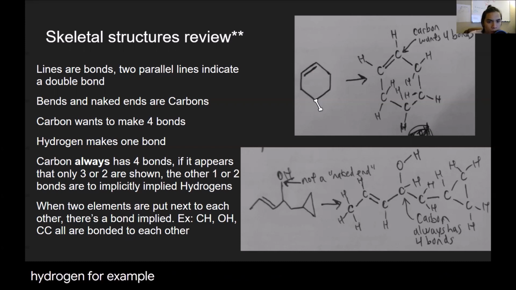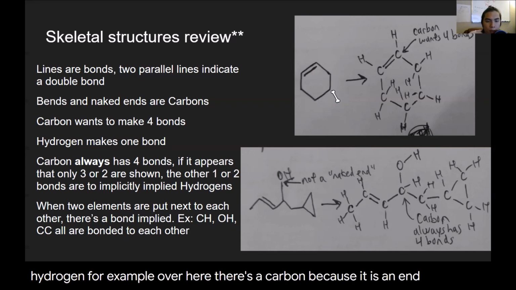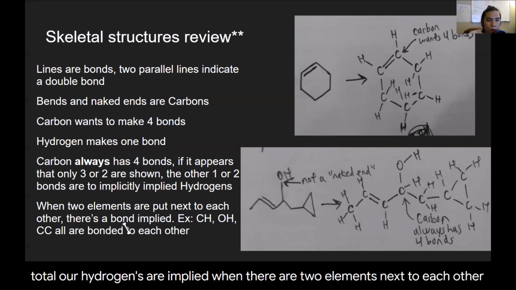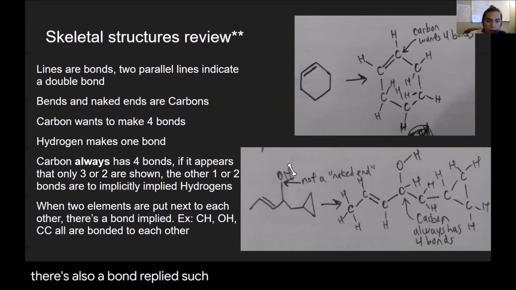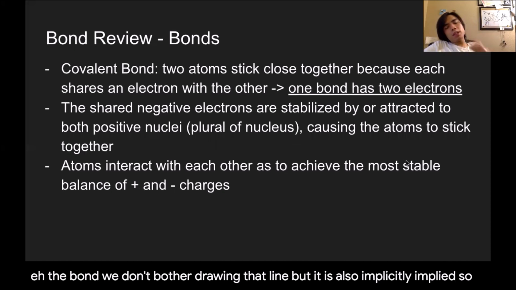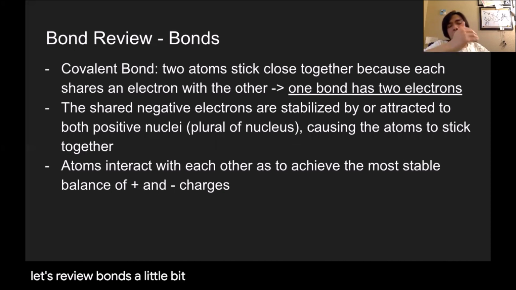For example, over here, there's a carbon, because it is an end. It is bonded to this carbon. It is bonded to this carbon. Only 2 bonds. We need 4 total. Our hydrogens are implied. When there are 2 elements next to each other, there's also a bond implied, such as this OH over here. While we don't draw that line going between them, there is a bond between that oxygen and that hydrogen. So let's review bonds a little bit, specifically covalent bonds.